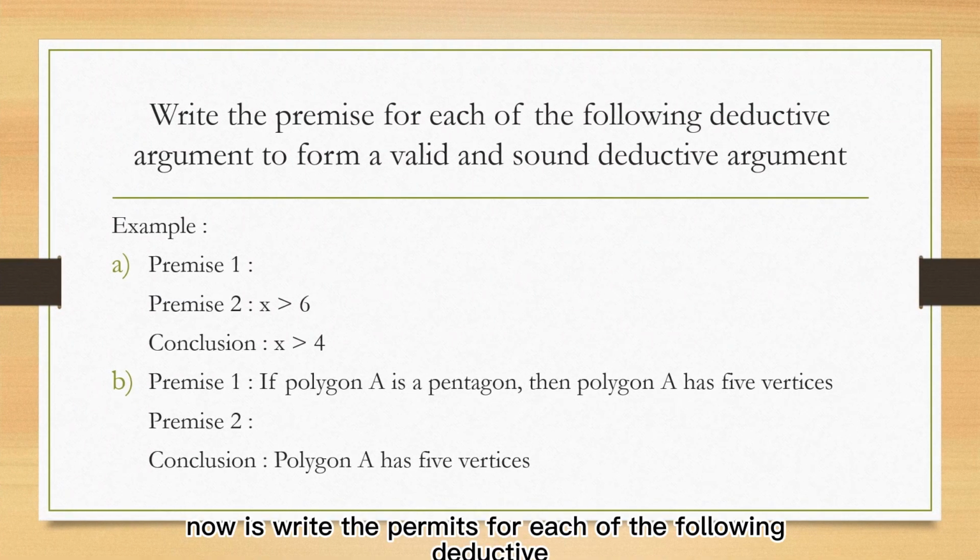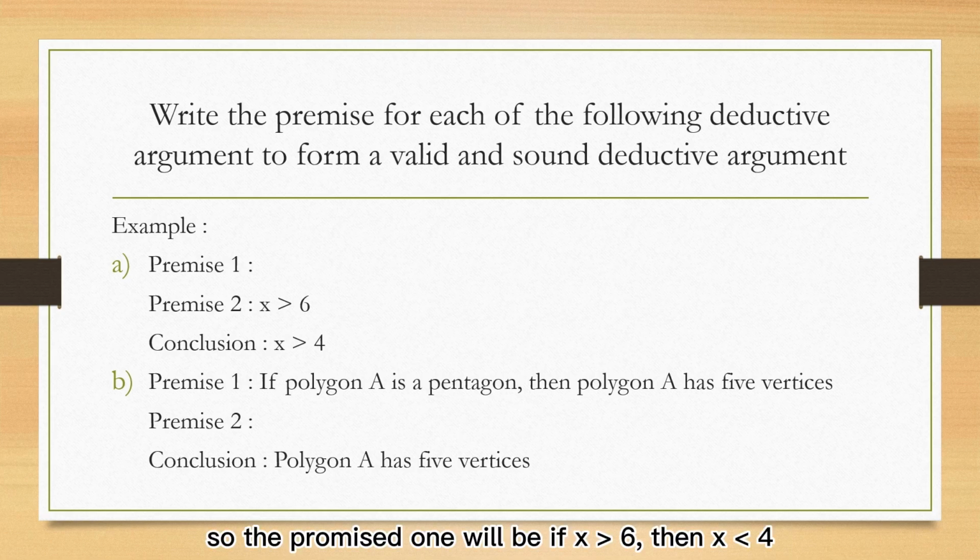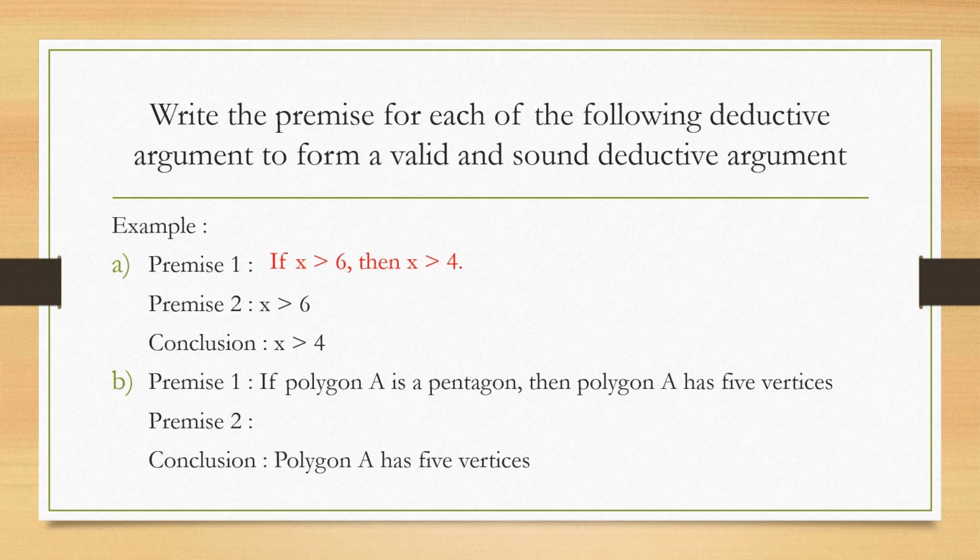Now, we write the premise for each of the following deductive arguments to form a valid and sound deductive argument. Here we have an example. Premise 2, x is greater than 6. Conclusion, x is greater than 4. In this question, we notice that it is similar to Form 2. So premise 1 will be if x is greater than 6, then x is greater than 4.